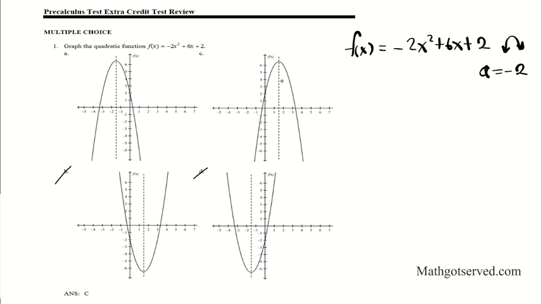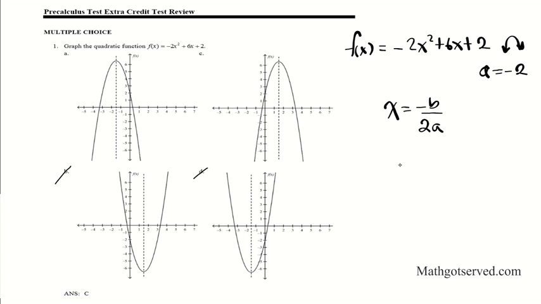So now there are two ways we can solve this problem. First, we can either change this into vertex or transformational form and find the vertex, or we can find the x coordinate of the vertex. Since this has a negative x coordinate and this has a positive x coordinate, the quickest way to solve this would be just to use x equals negative b over 2a to find the x coordinate of our vertex.